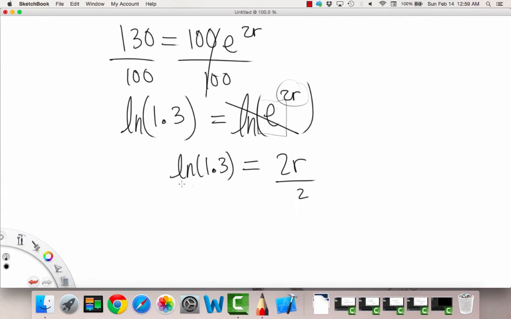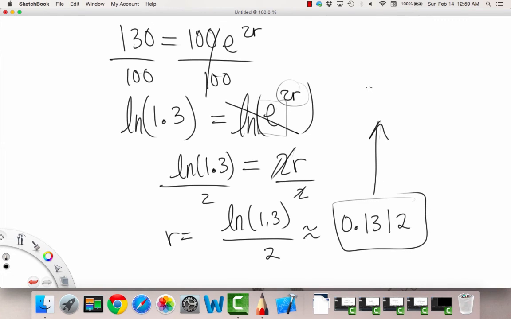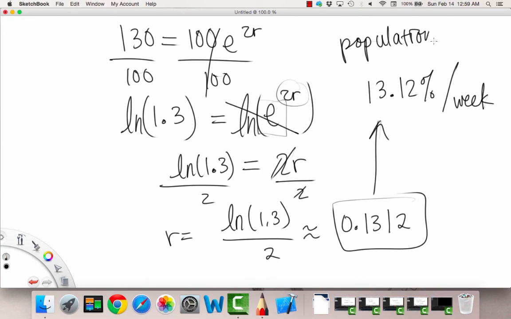Finally, when we divide by 2, r is going to be equal to ln of 1.3 divided by 2. When you plug this into your calculator, we get something around 0.1312, which is represented as a decimal, so the rate is going to be 13.12% per week as the population growth rate. Okay? And that is it.